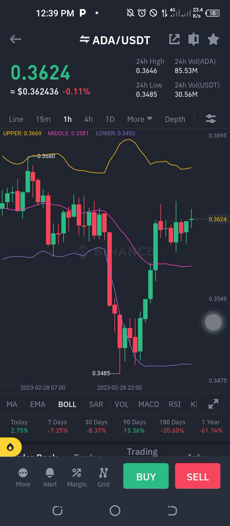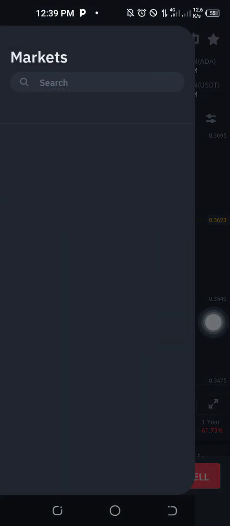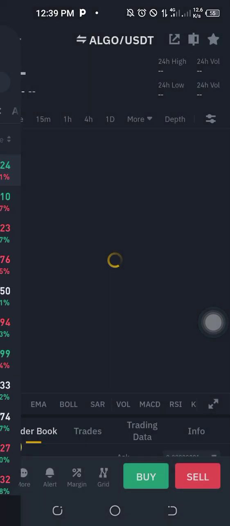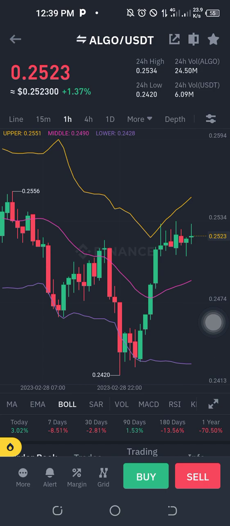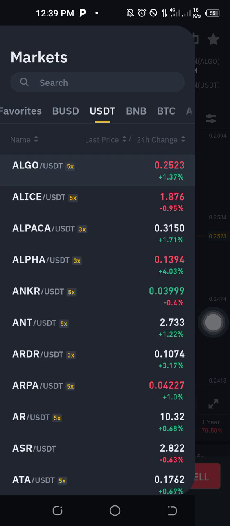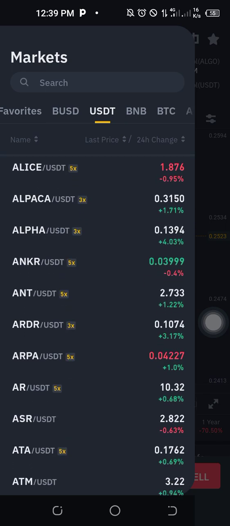So ADA is already even above the middle Bollinger Band. So there is no opportunity for me to trade here. So let me look at Algo. Algo too is almost getting to the upper Bollinger Band, so no opportunity there. Let me look at which other coin I will look at again. So let me look at this Alpha.